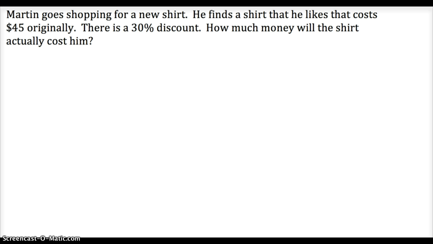So our word problem says, Martin goes shopping for a new shirt. He finds a shirt that he likes that costs $45 originally. There's a 30% discount. How much money will the shirt actually cost him?